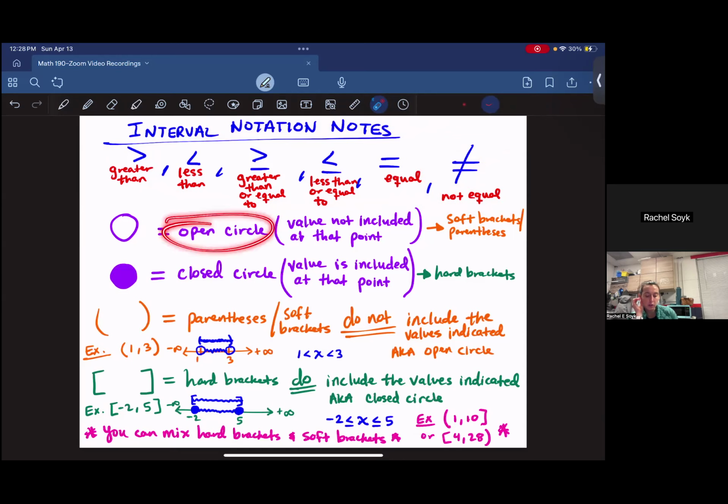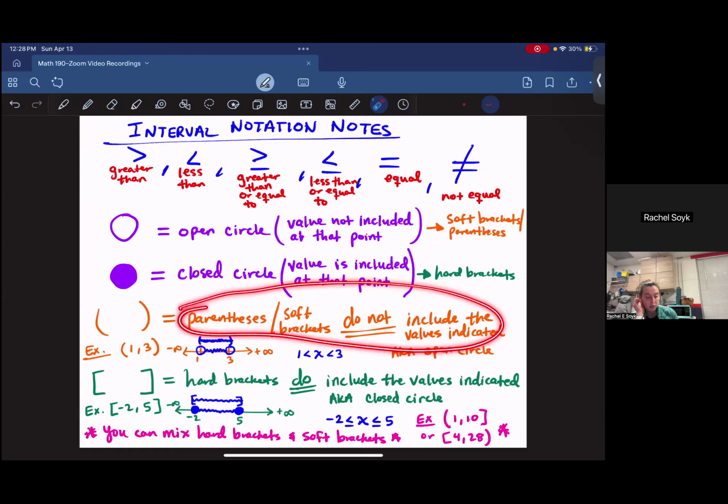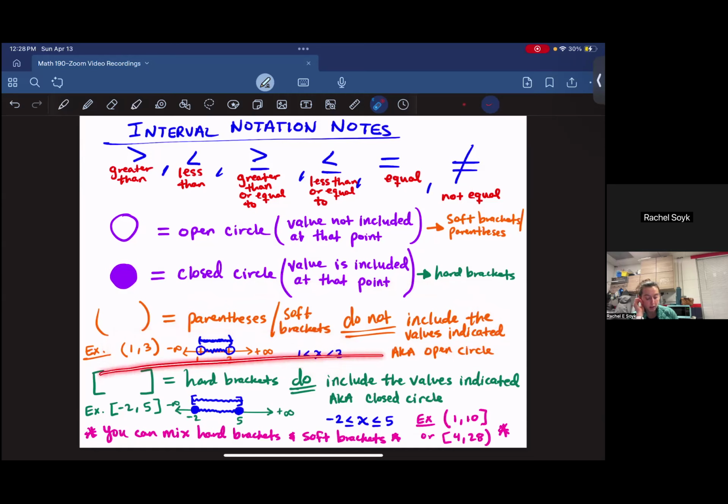And then we have our open circle, also known as our soft brackets and parentheses, and our closed circle, also known as our hard brackets. Parentheses, again, don't include the boundaries, and I included a nice example here, whereas hard brackets do. I also included an example, and I also stated that you can mix the two, parentheses and hard brackets. I highly recommend you screenshot this and print it out and glue it into your notebook. This will come in handy all throughout your college algebra and trigonometry course, as well as throughout pre-calculus and calculus.